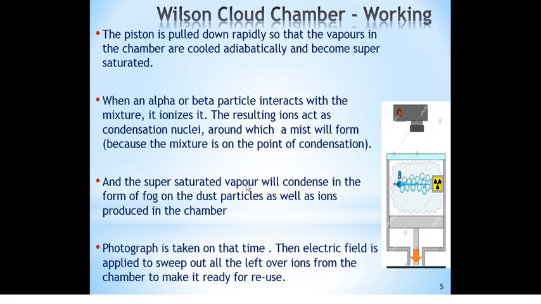The supersaturated vapor will condense in the form of fog on the dust particles as well as the ions produced in the chamber. We are taking dust-free air inside it. Even if there are any dust particles, the condensation will take place on those dust particles, and also on the ions produced. Here you can see the bubbles. These bubbles can be photographed using a camera. The photograph is taken at that time. Thus we can see the path of the particles inside the chamber.